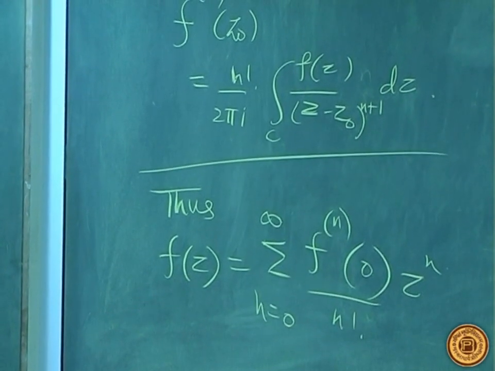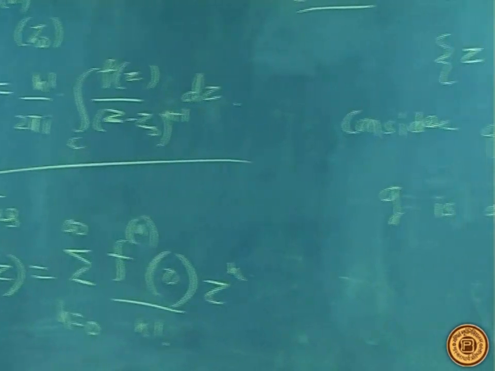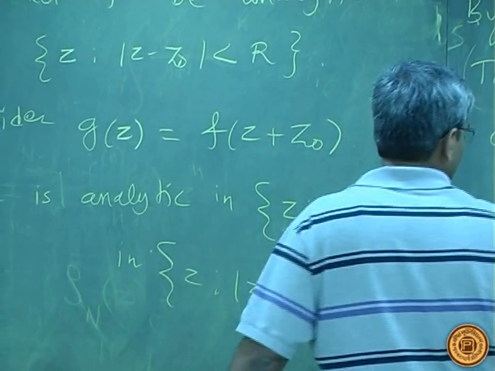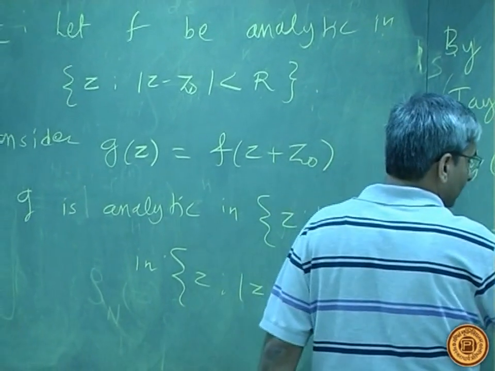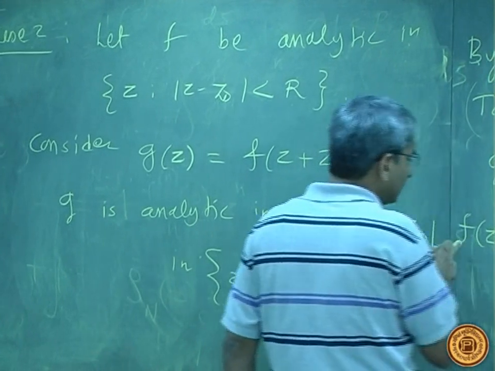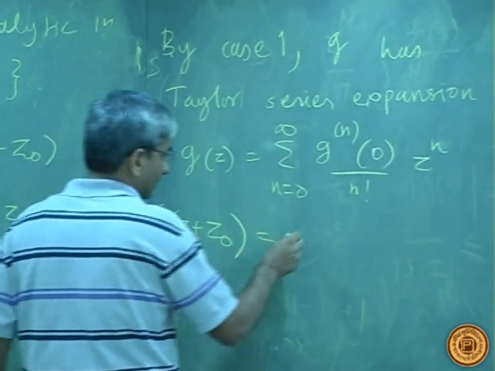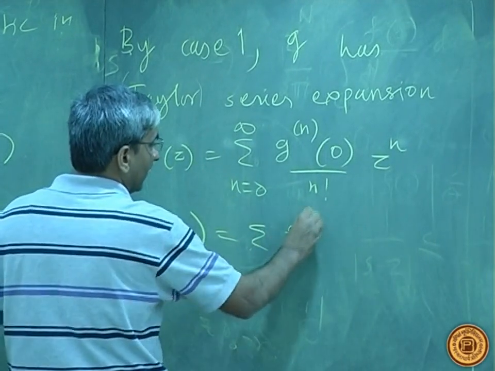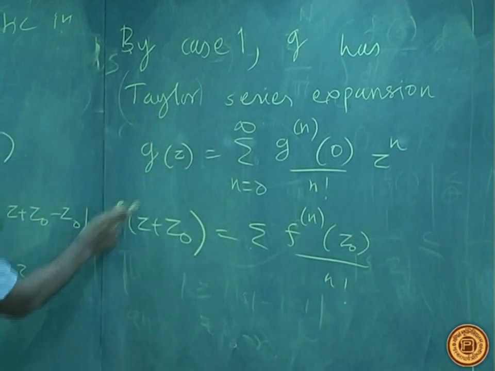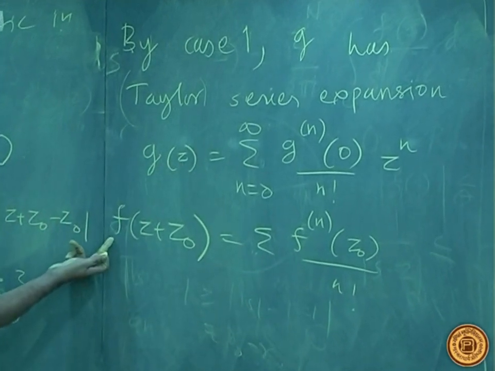Now g(z) is what? f of z plus z naught. That was our definition of g. g was f of z plus z naught. Now what is the nth derivative at 0? The nth derivative of g at 0 is the nth derivative of f at z naught. So this is the nth derivative at z naught divided by factorial n, in the series.